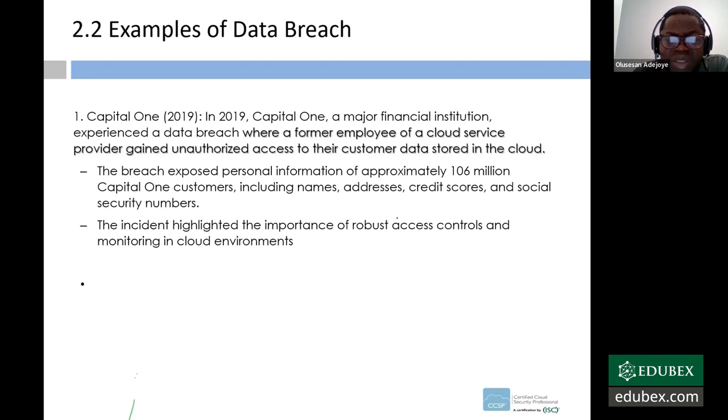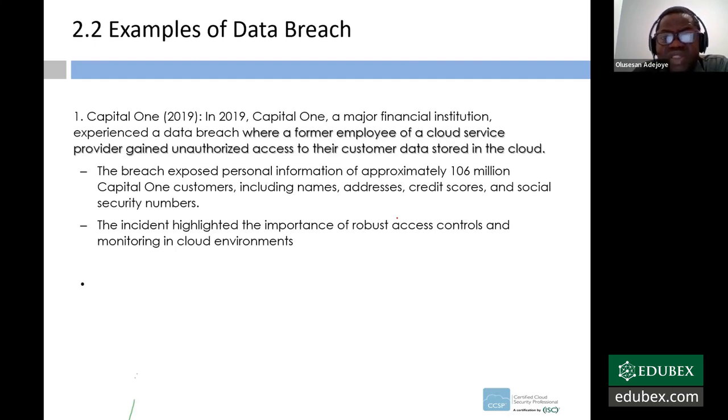And what does this mean? This shows the importance of robust access control and monitoring in cloud environments. The fact that we've deployed our resources to the cloud does not mean that, like I told you in the shared responsibility model, the responsibility is shared between the cloud provider and the cloud consumer. You can adopt the cloud truly, but if you don't do due diligence on your risk assessment to know which of the assets will be at risk and then put appropriate controls around them, this could lead to data breach and the organization can be fined.